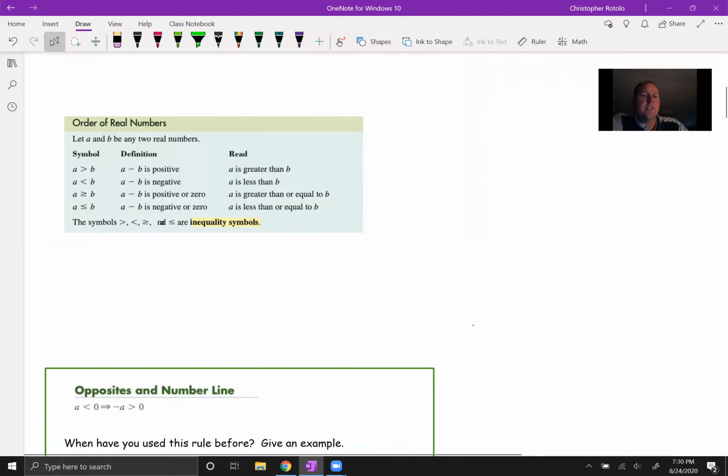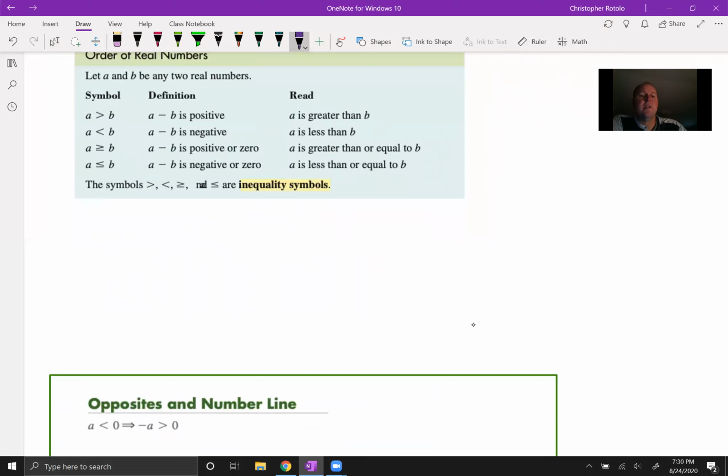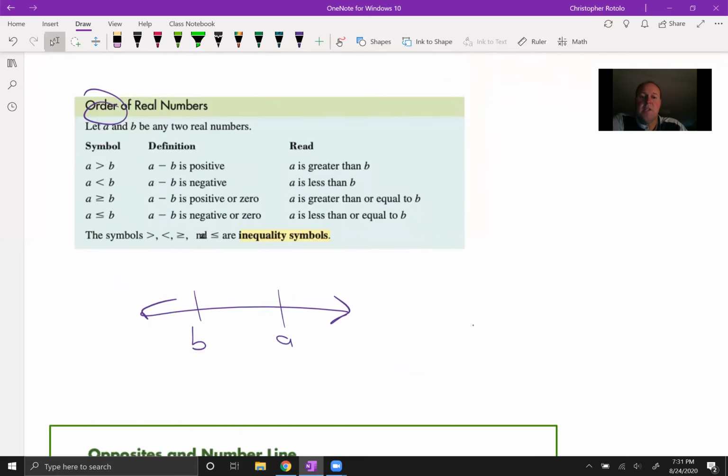All right, the next one has to do with the order of real numbers. If A is greater than B, A minus B is positive. So what I often encourage students to do is, as we talk about this, if A is greater than B, that means A is on the right. So it doesn't matter where 0 is, doesn't matter anything else. We're talking about the order or the physical location of those. So you want to make sure that we can identify what's happening.